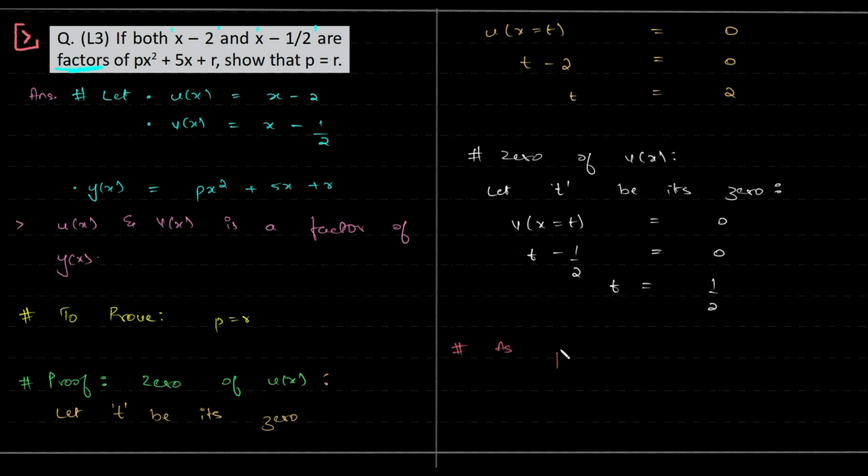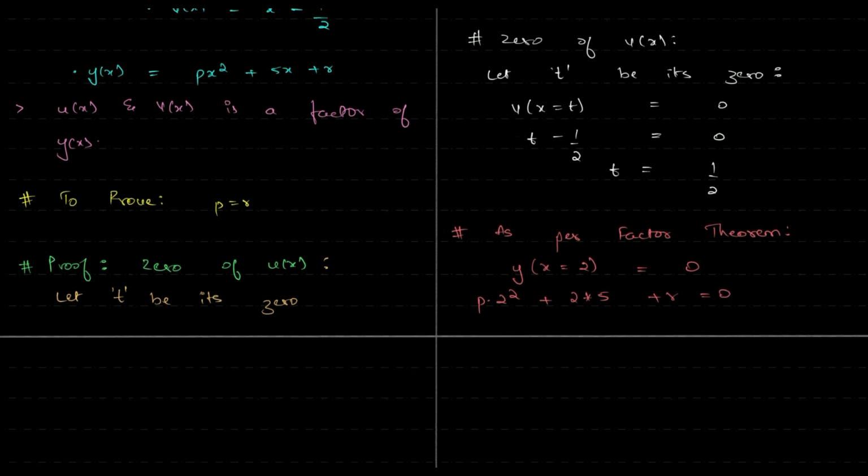So as per the factor theorem, the remainder when I substitute x is equal to 2 in p of x will be equal to 0, is it not? So p into 2 square plus 5 into 2 plus r is equal to 0. So this is 4p plus 10 plus r is equal to 0. Okay, that's your equation 1. We'll call on that later. Then p of x when x equals half should also be equal to 0.